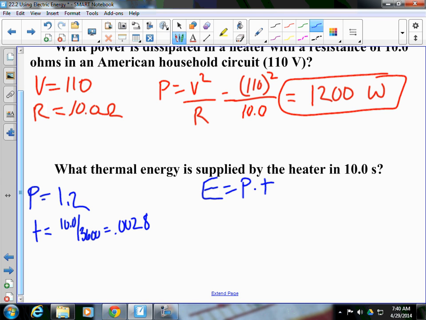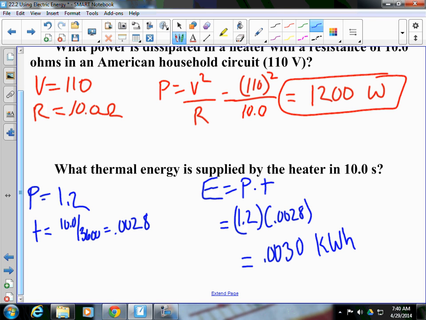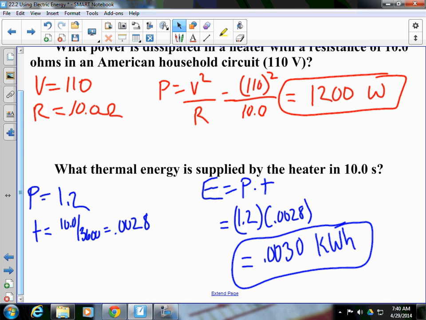And you are going to put those together. Power, which is 1.2, times our time, 0.0028, is equal to 0.003. And technically, with 2 sig figs, 0.0030. And our unit, as we talked about with electrical energy, is a kilowatt hour. Believe it or not, that concludes chapter 22. That summarizes everything that we need to do with voltage, current, resistance, power, and electrical energy, all wrapped into one. So you have a worksheet on that material tomorrow.